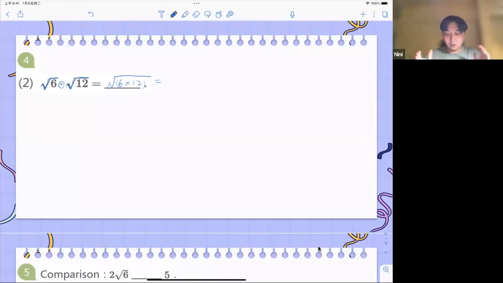So what we need to do is 6 multiplied by 12. That is how many? 72. So we can write it in this way. Is this the final answer? No, it looks like a final answer, but of course you can think that, okay, 72, I may do more things to simplify the square root of 72.